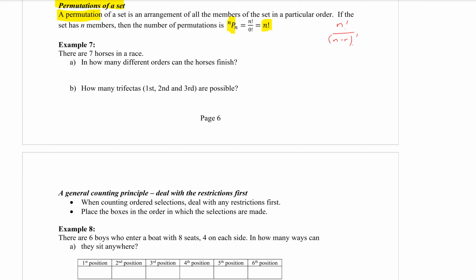All right, example 7. There are 7 horses in a race. How many different orders can the horses finish? 7 factorial. Anyone want to tell me another way to write that? Yep, another way to write that? 7P7.